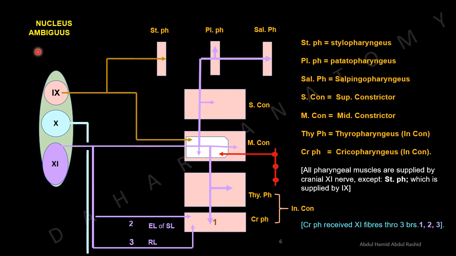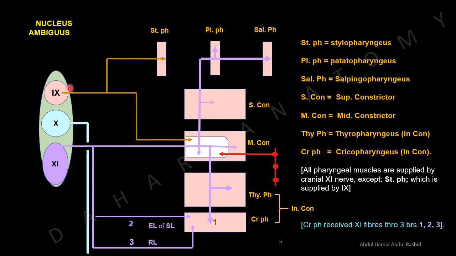Now, nerve supply of the muscles. This is the stylopharyngeus muscle, which developed from the third pharyngeal arch. So it is supplied by the nerve of the third pharyngeal arch, that is the glossopharyngeal nerve. This is the 9th cranial nerve. So stylopharyngeus muscle is supplied by the glossopharyngeal nerve.